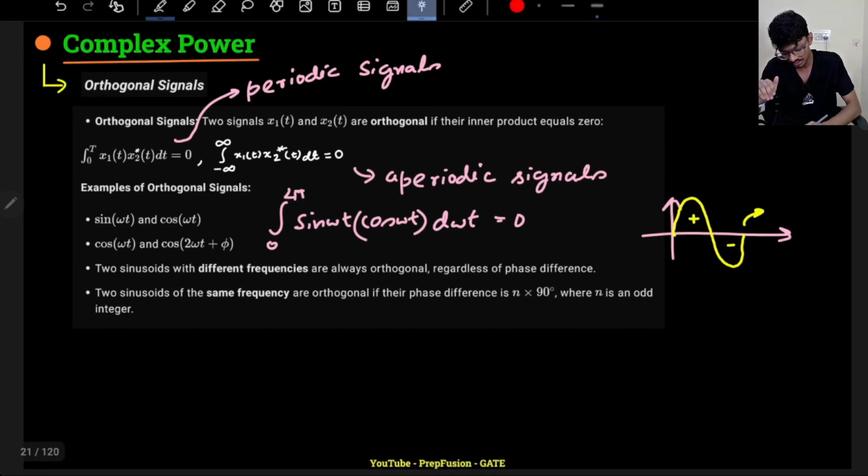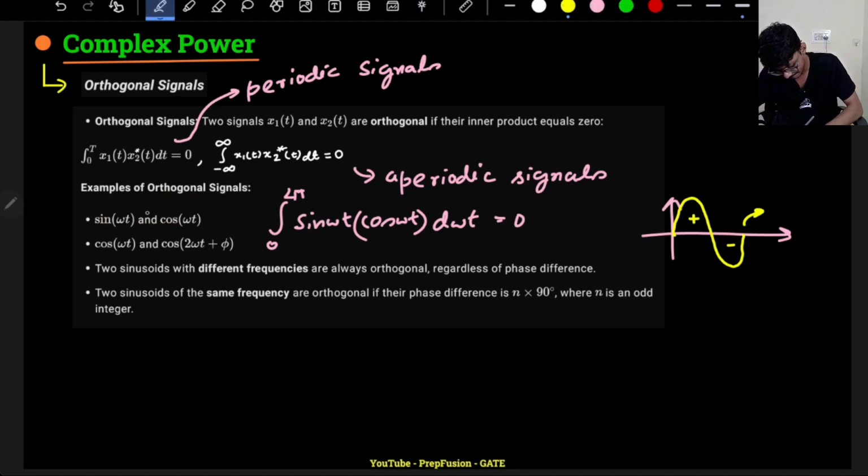Another very good property of orthogonal signals is that these two signals are also orthogonal. Why? Because two sinusoids or cosinusoids with different frequencies are always orthogonal to each other regardless of their phase difference. Here, because they had the same frequency, their phase difference needed to be 90 degrees. That's why they were orthogonal. But here what is the phase difference?